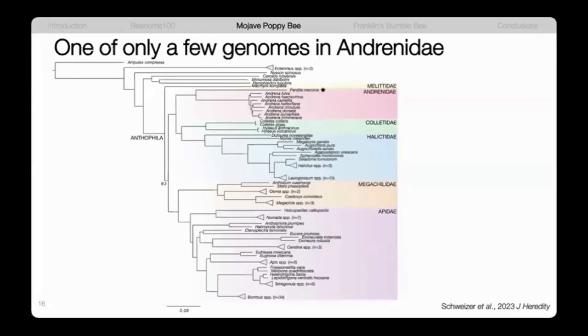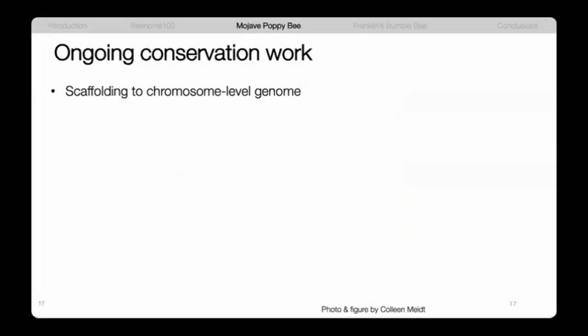So this figure shows results from a phylogenetic analysis, again using ultra-conserved elements extracted from published genome sequences on NCBI, as well as our new Mojave poppy genome, shown here with the star. And so this genome really does represent a newly sequenced, unique evolutionary branch of the bee phylogeny. This reference genome is now a resource for planned conservation work.